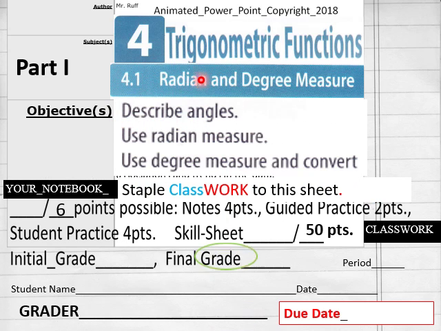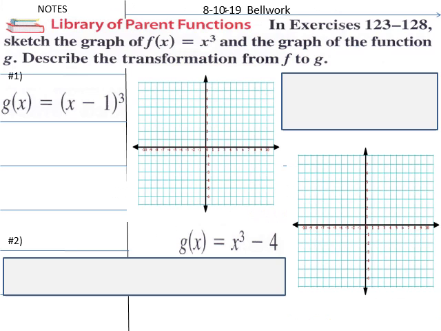Today we're going to do 4.1 Radian and Degree Measure. You have 6 points here in your notebook and a 50-point classwork lesson today. Again, I got note-taking guides for this. Contact me for those. Teachers, today's bell work.